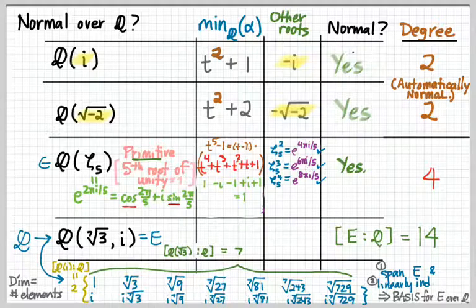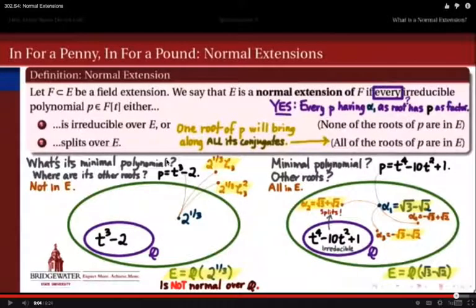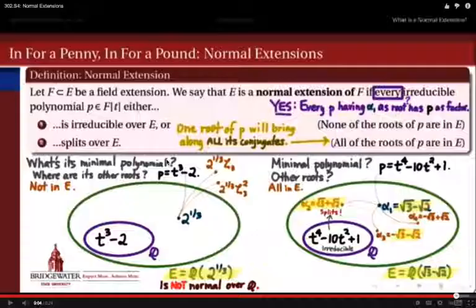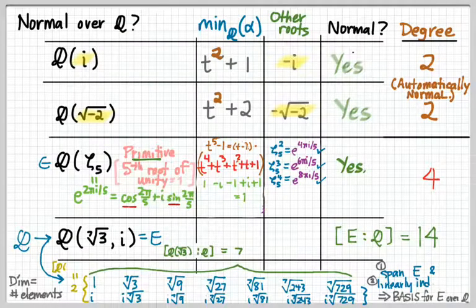But just to make the point, let me get a blank slide for just a second. Blank slide. Okay. So it's actually not quite, if you look back at what we had over here, it's not really Q of i over Q. That's the degree 2 extension that we want, for this reason.